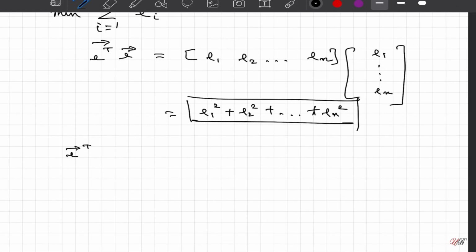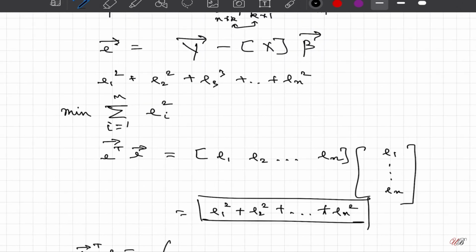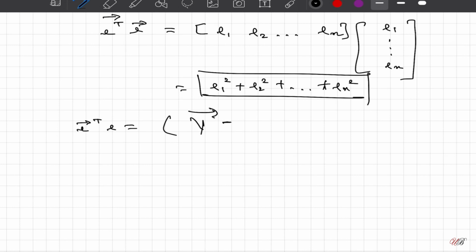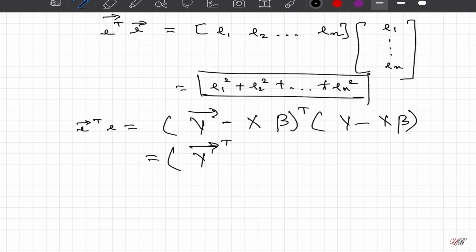So we can write this as E transpose E equal to, we know that E was equal to y vector minus x. For the sake of simplicity, I will not write the brackets around x, but we have to remember that x is a vector here, transpose multiplied by y minus x beta. Now we have to be a little bit careful here and solve this elegantly. Let's take the transpose inside, so x beta transpose, and we will have y minus x beta.